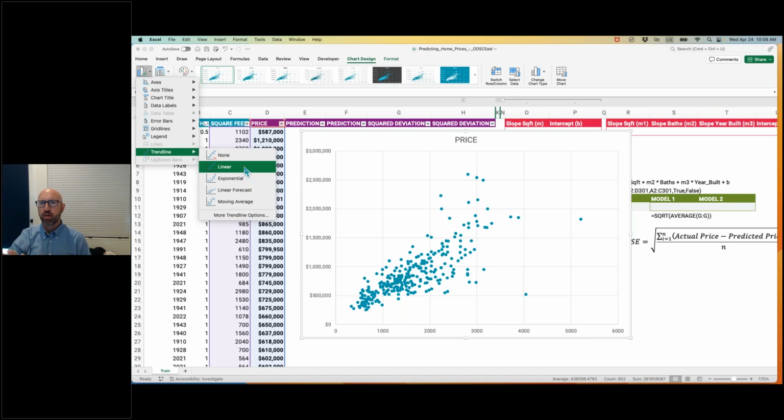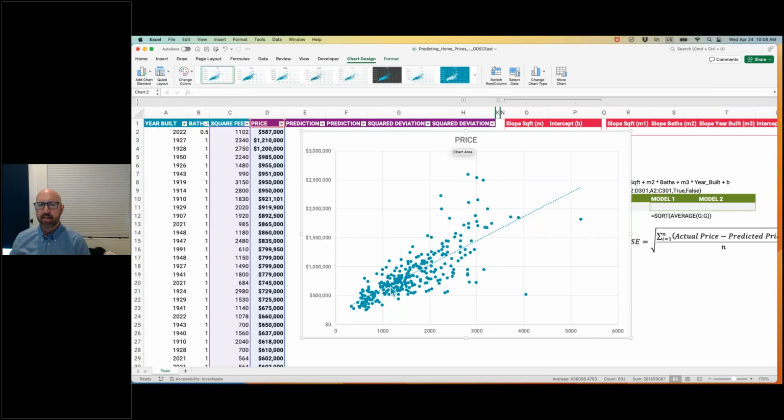You select your chart. On the top, on the ribbon, you select chart design. You go into this add chart element, trend line, and I'm going to click on linear. And what that does is that it adds this line over here. So this is a line that describes the data.